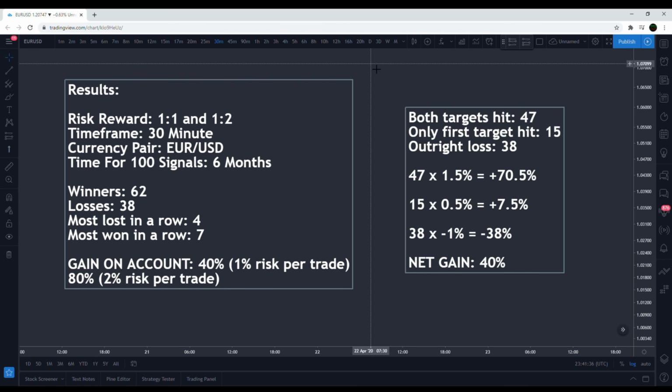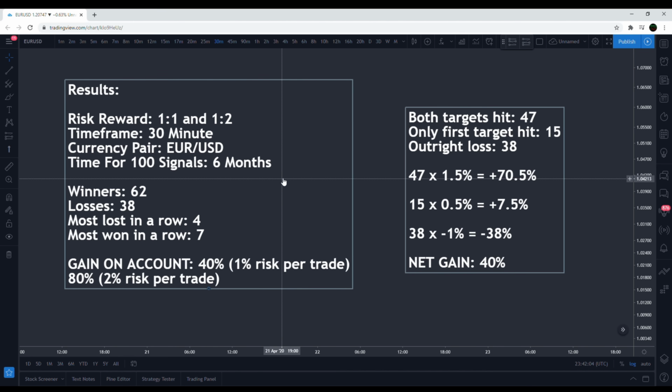All right, the results are in after the 100 backtest using the two-stage take profit system on the classic MACD strategy, and they were very good. So over here on the left side, I have the main numbers, and on the right, I broke it down into more specifically what the actual trades outcomes were and how I calculated the actual gain on account. So I'll get into that in just a sec, but let's start with the main numbers.